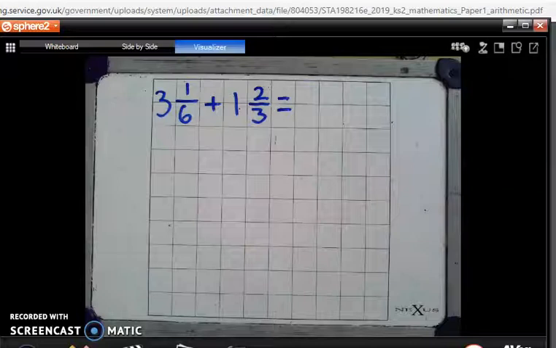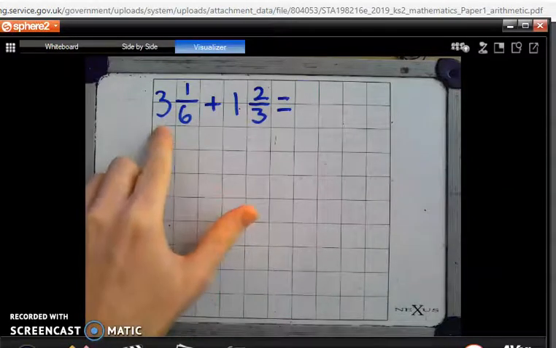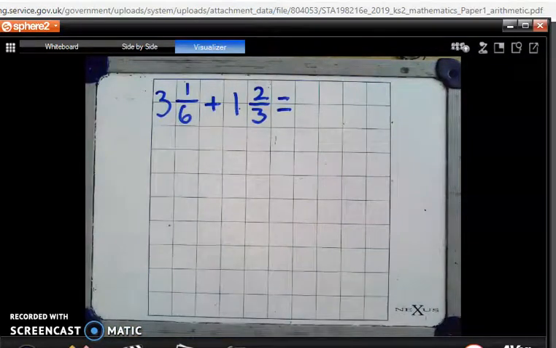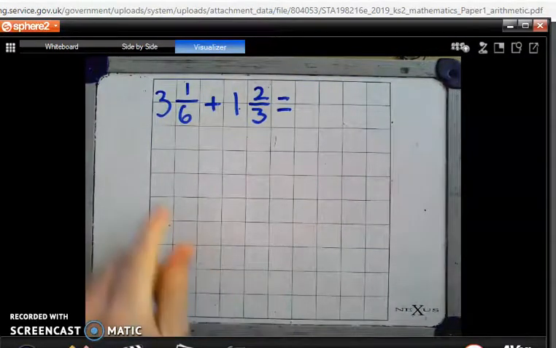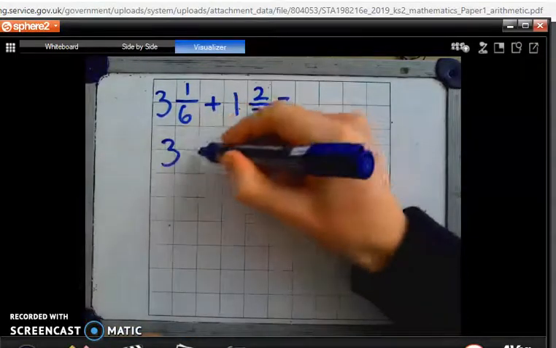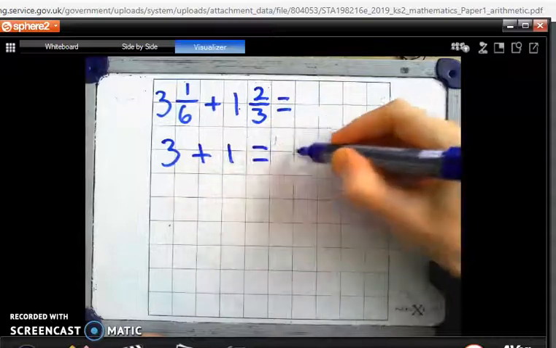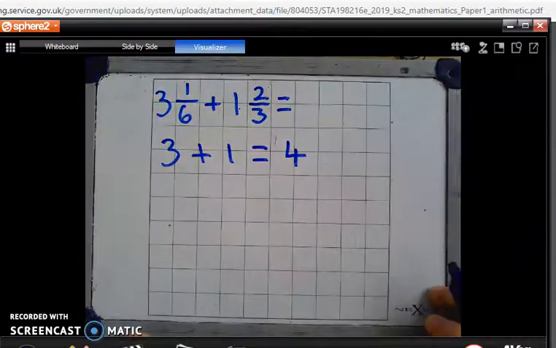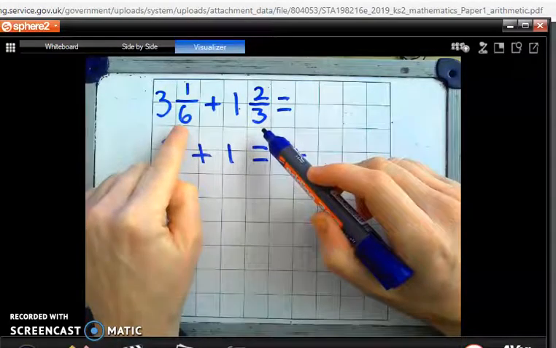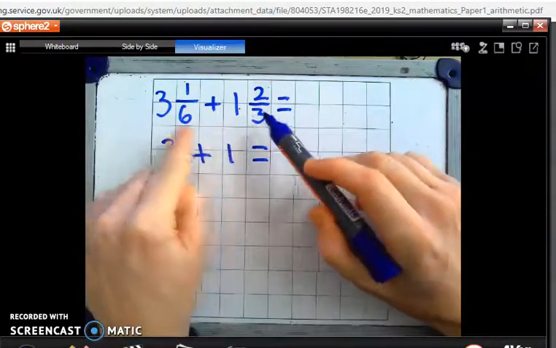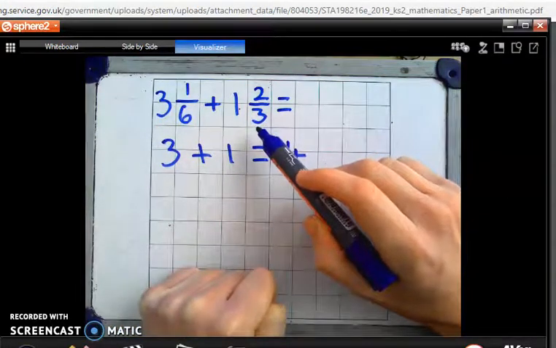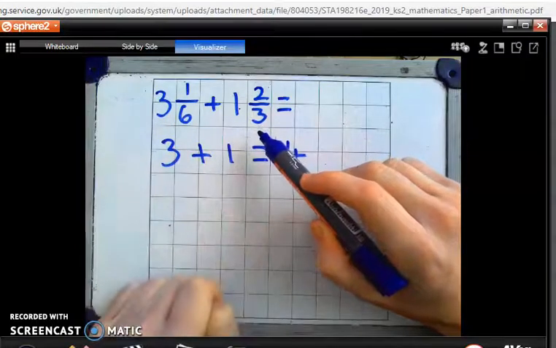Let's try the method again. Here we have 3 1/6 plus 1 2/3. So, just as before, step 1, add the whole numbers together. 3 plus 1 is 4. Step 2, we need a common denominator. We can do that by multiplying the two together, but we can also multiply one of the denominators so that it is the same as the other.